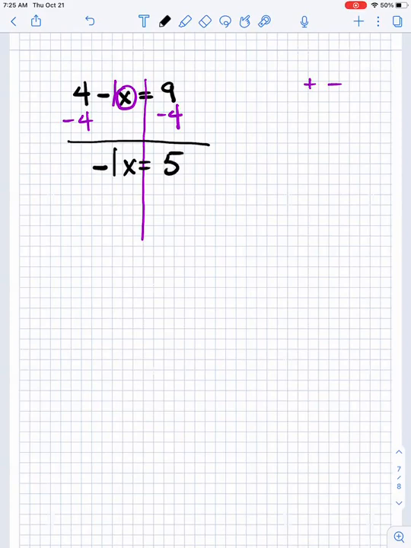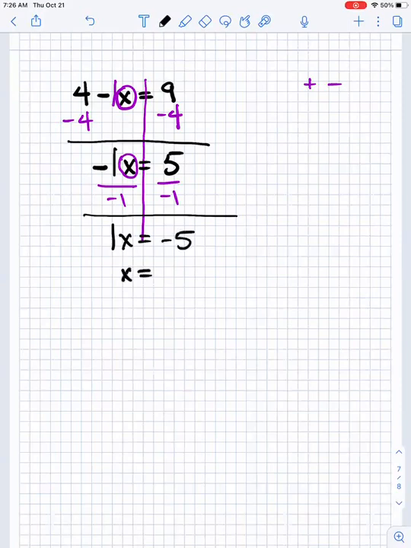So I repeat the process. I already have my line. I'm going to circle my variable. And I can see that what I need to get rid of is that minus 1. This is a negative 1 times x. So the opposite of times negative 1 is divide by negative 1. Finishing the room here. I end up with a positive 1x is equal to negative 5. And that just means x equals negative 5.